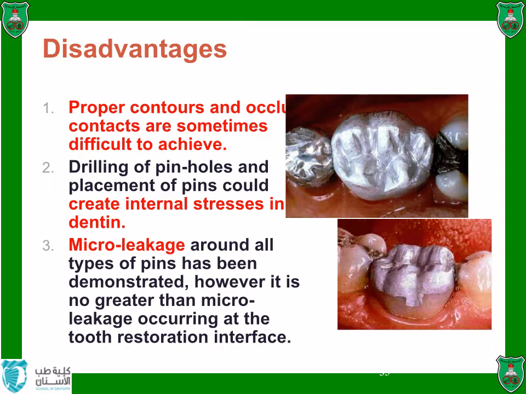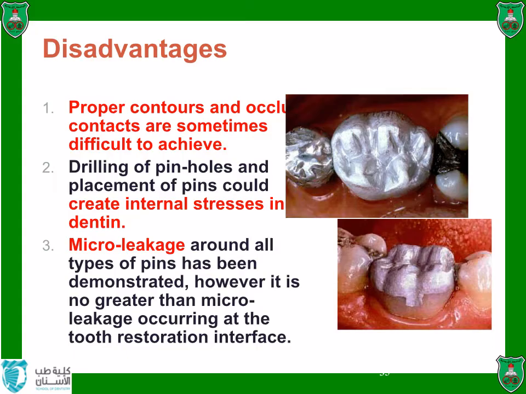The proper contour and occlusal contact are sometimes difficult to achieve, and this is because you do it directly. It depends on your skills. Amalgam sets very fast. You have almost 10 to 15 minutes to prepare all the anatomy, so it's sometimes difficult. Drilling of pinholes and placement of pins could create some internal stresses in dentin, and this might affect the vitality of the pulp. And finally, microleakage around all types of pins has been demonstrated, so there will still be some microleakage around those pins.